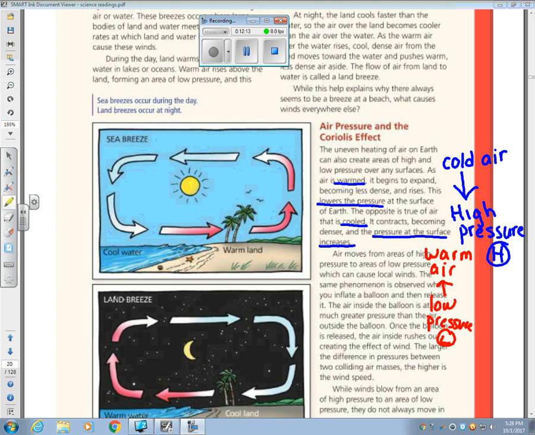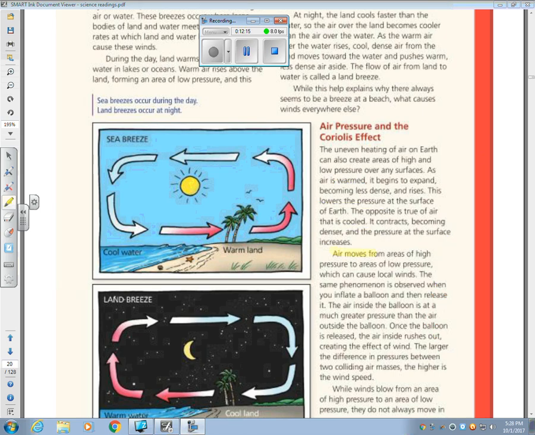Air moves from areas of high pressure to areas of low pressure, which can cause local winds. The same phenomenon is observed when you inflate a balloon and then release it. The air inside the balloon is at a much greater pressure than the air outside the balloon. Once the balloon is released, the air inside rushes out, creating the effect of wind. The larger the difference in pressures between two colliding air masses, the higher the wind speed.